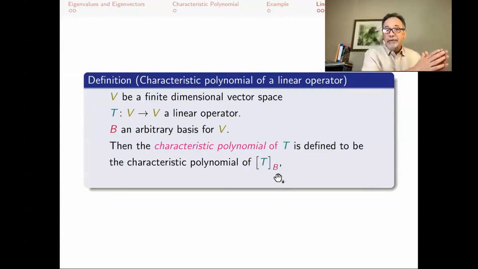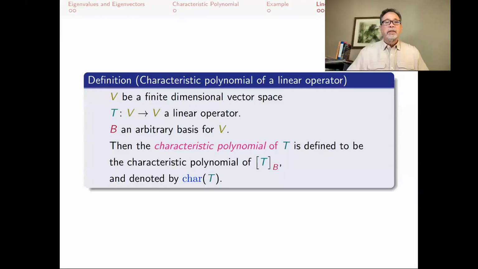We had already defined what the characteristic polynomial of a matrix is. Now we're saying that if you want the characteristic polynomial of a linear operator, you just find the characteristic polynomial of any of the matrices associated with it with respect to any basis. And we denote that polynomial by Char T.